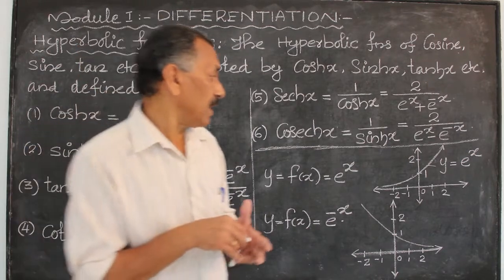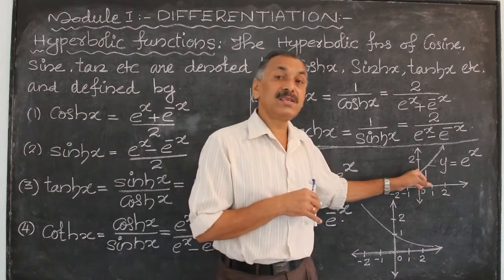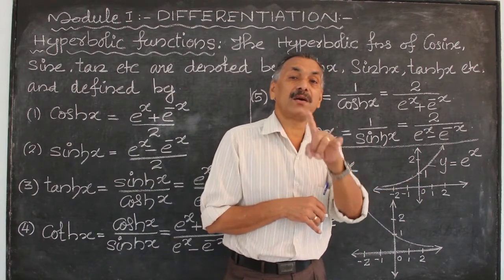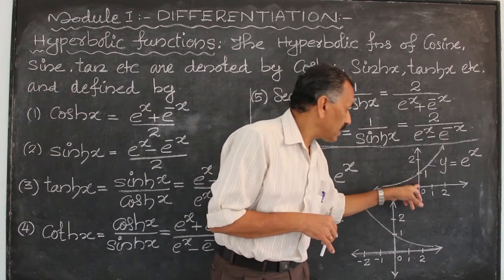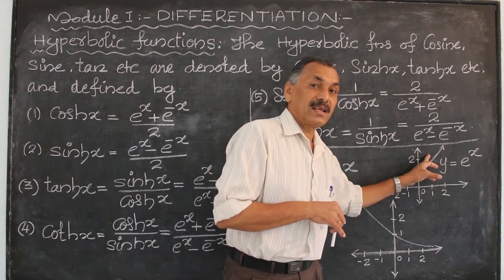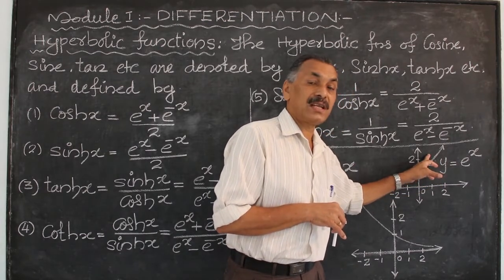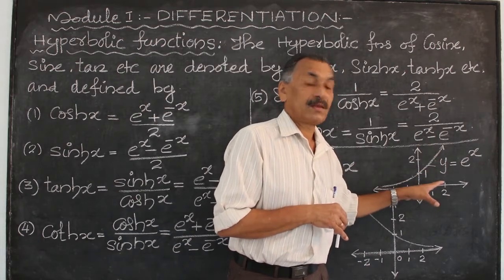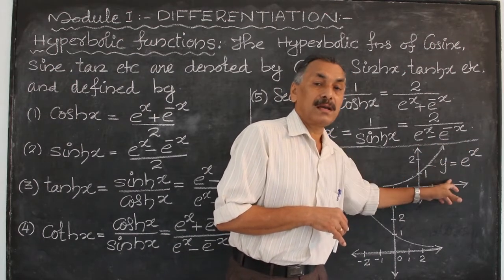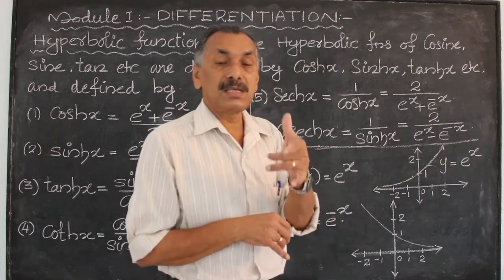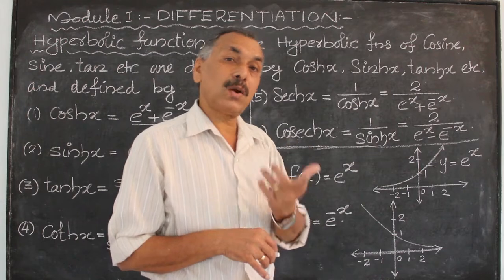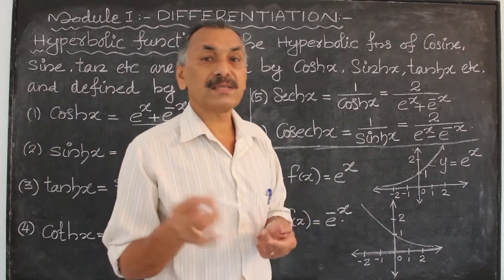Now the graph of e raised to x. When x is equal to 0, e raised to 0 is equal to 1, since any quantity raised to 0 is equal to 1. When x is 1, e raised to 1 is a number that lies between 2 and 3. Then for x equal to 2, e square, which means 2.71 whole square, then e cube, etc.